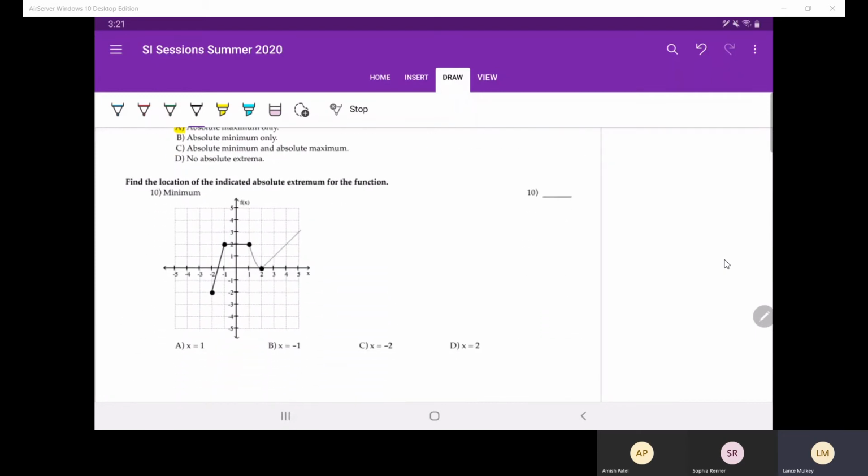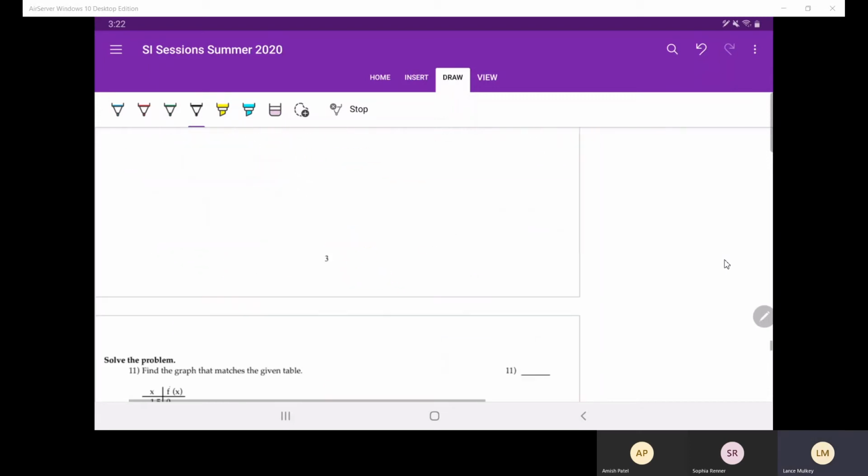All right. Find the indicated absolute extrema. So you have an absolute min down here, and this goes on forever and ever. So your smallest value is at x equals -2. Make sense? And it's continuous over its whole domain. I'm going to keep going so I can try to finish for you guys.